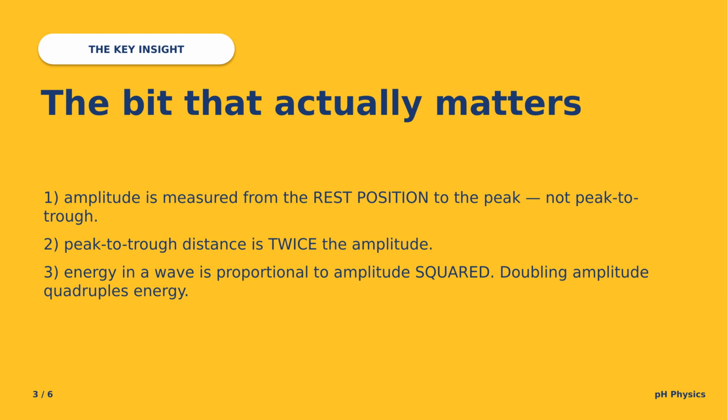Three things. 1. Amplitude is measured from the rest position to the peak, not peak to trough. 2. Peak to trough distance is twice the amplitude. 3. Energy in a wave is proportional to amplitude squared. Doubling amplitude quadruples energy.